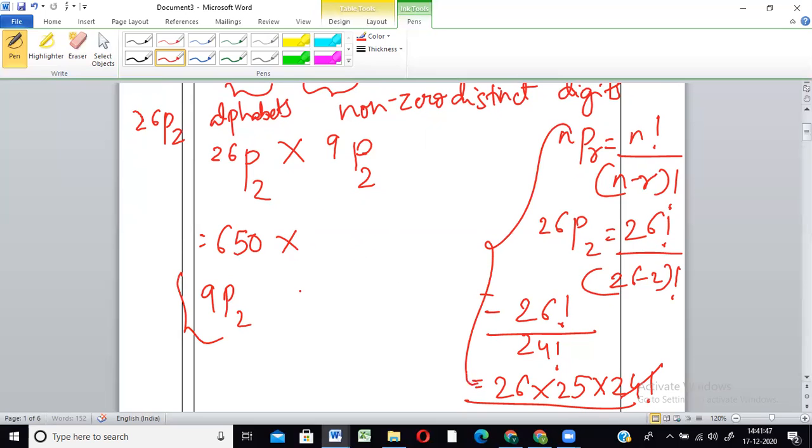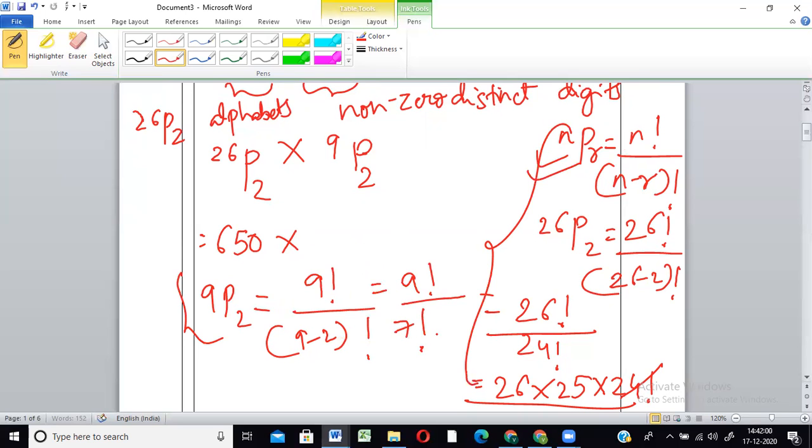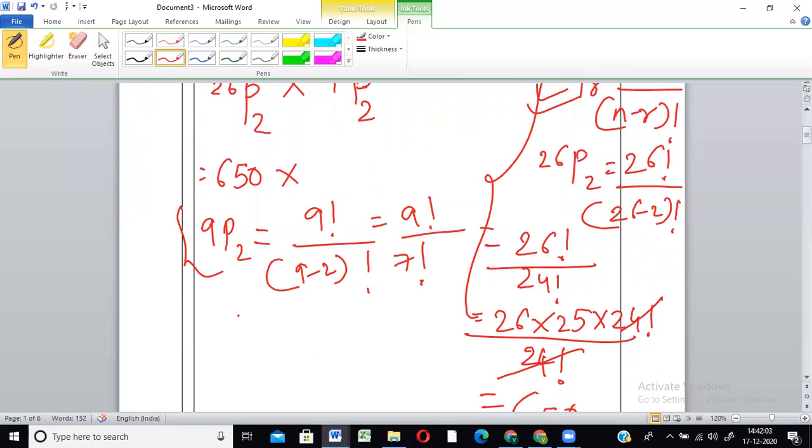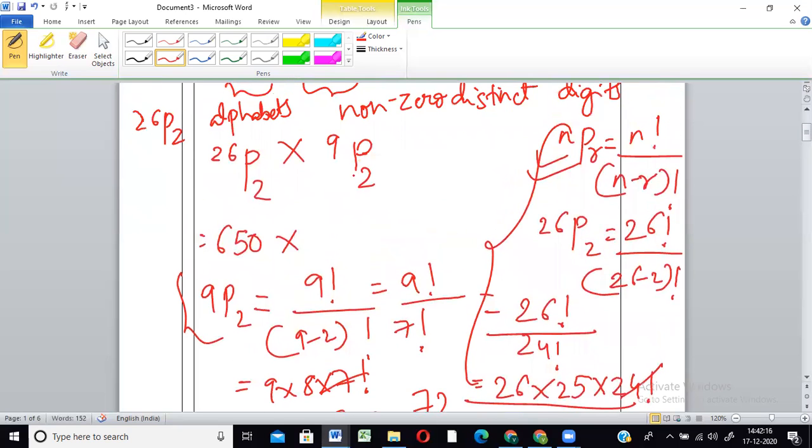Rough means just write it properly. So 9P2, again, I'm going to use the same formula: 9 factorial upon (9 minus 2) factorial. This is the same as 9 factorial upon 7 factorial. Now I'll only write it till 9 into 8 into 7 factorial. I'm not writing 6, 5, 4, 3 and all because we have that 7 factorial which is going to get cancelled. So 9 eights are 72. Alright. So the total code number of words for this one into 9P2, the answer is 72.